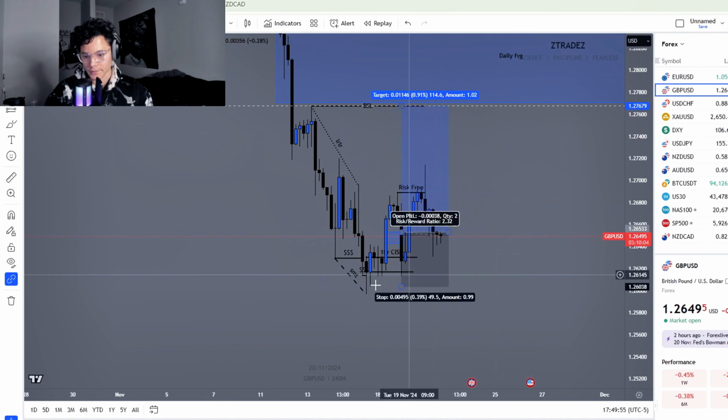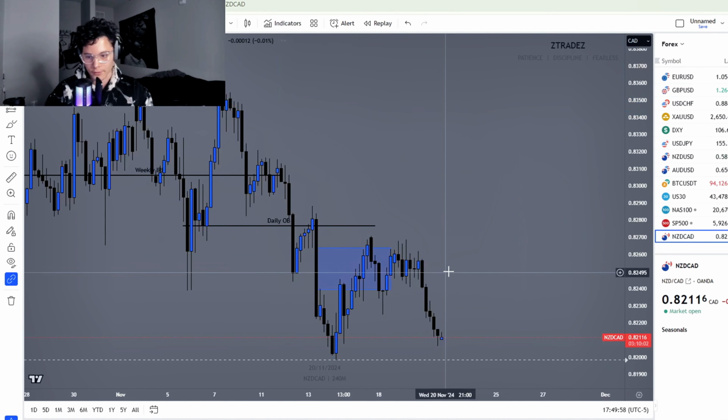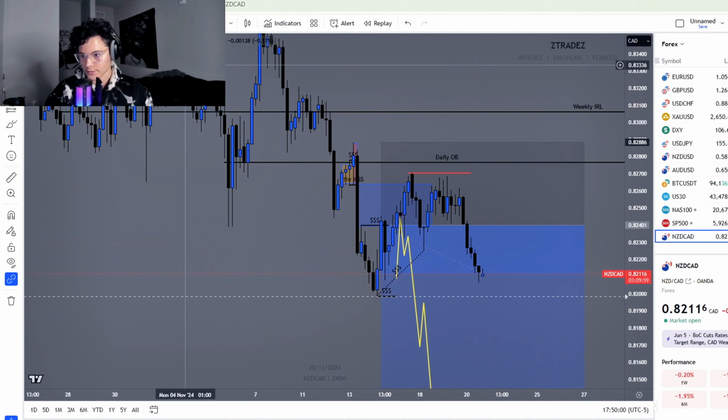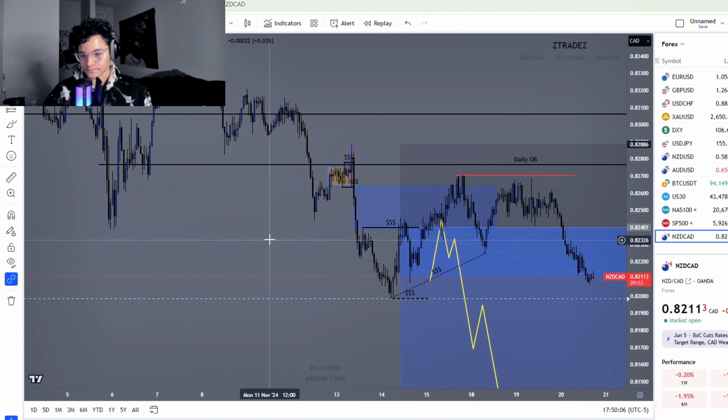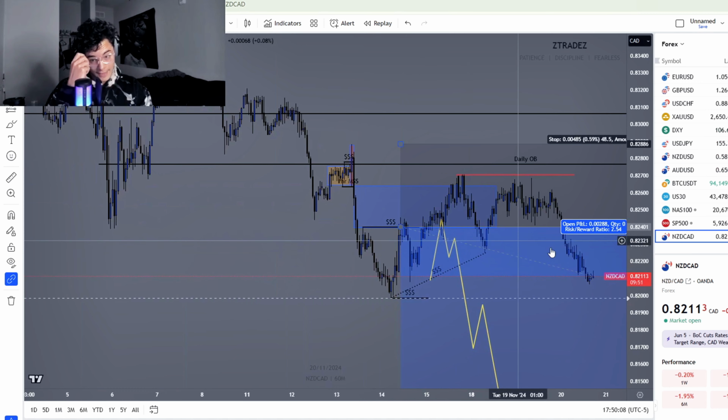This was the GBP USD trade. Actually, I have a better one right here. I'm currently in this actually. This is something I alerted literally for free. If you don't take these trades, you're kind of, excuse my language, stupid. The whole thing was on the hourly right here.